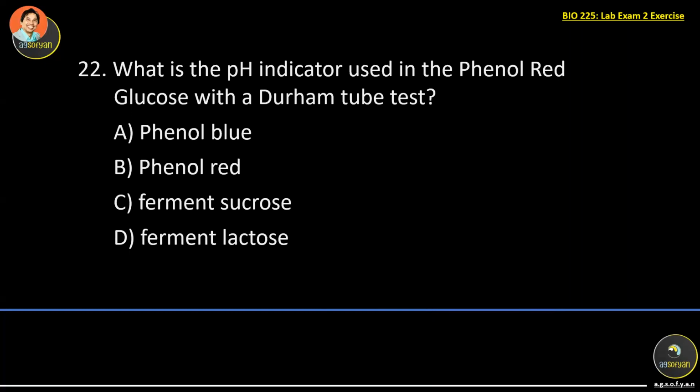What is the pH indicator used in the phenol red glucose with Durham tube test? This is not a tricky question. The keyword is already there. So the answer is phenol red.